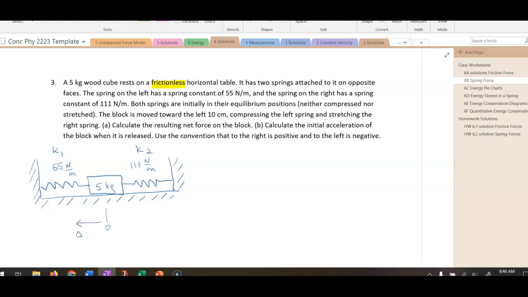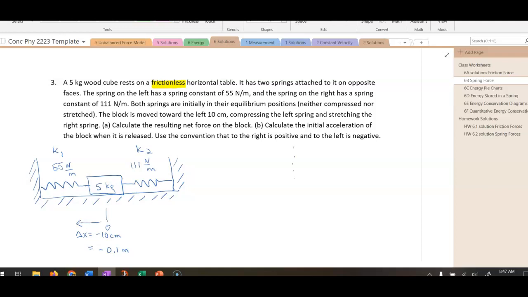And when it does that, the displacement is negative 10 centimeters, since I want to work in meters, that would be negative 0.1 meters, okay? When the block is moved to the left, spring 1 gets compressed, right? The first spring gets scrunched up, but the spring on the right gets stretched. So the block moving affects both of the springs. And we want to figure out the acceleration of the block when it gets released.